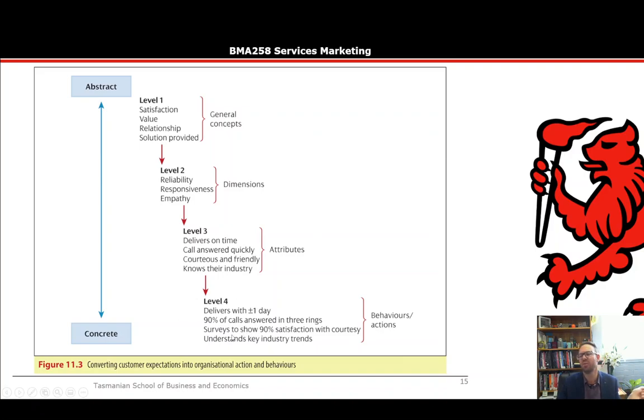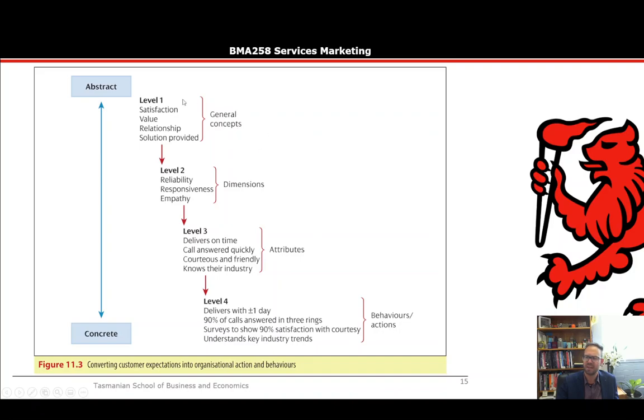So at this level, the concrete level, we should be able to say whether it is yes or no, right? So if it delivers within 1 day, yes, we did, or no, we didn't. 90% of the calls answer within 3 rings. Yes, that is happening, or no, that isn't happening. So it's measurable. And then that's going to help us link our concrete activities to these abstract concepts.